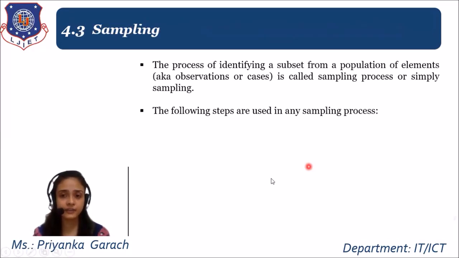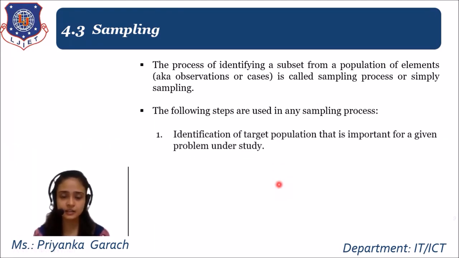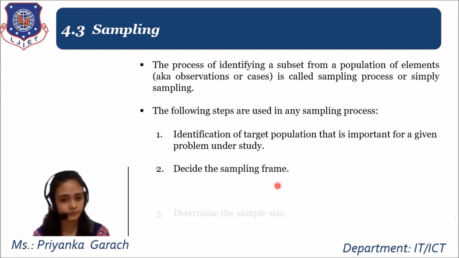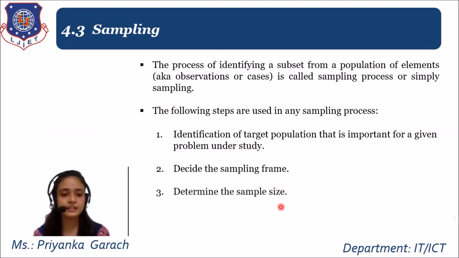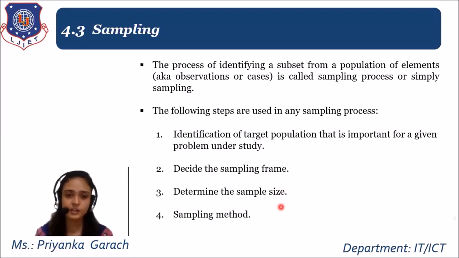So the process of identifying a subset from a population of elements is called the sampling process. So if you want to perform the sampling, then the following steps are included in the sampling process. So which are the steps? Let's see. The first one is to identify the target population. The second one is decide the sampling frame. The third one is determine the sample size. And the fourth one is the sampling method. So let's see turn by turn all these steps, that what these steps are telling.